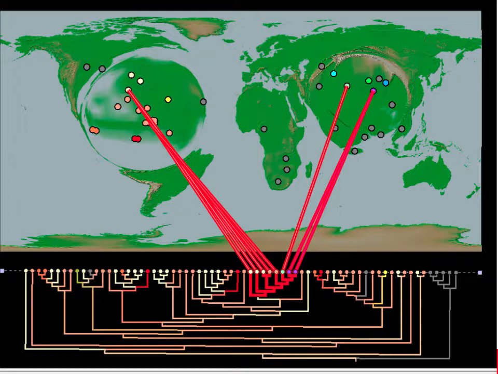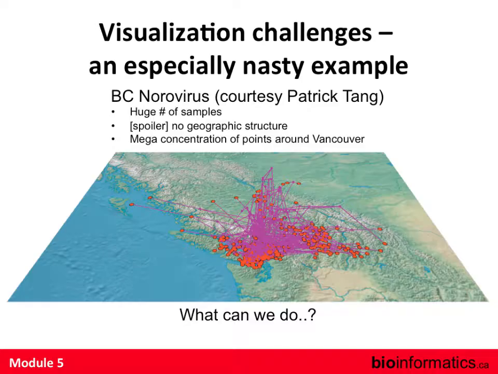Okay, so that one's kind of messy, but it's nothing compared to this. So this is a data set that was kindly provided to me by Patrick Tang, and it is about, if I recall correctly, about 400 norovirus samples from Vancouver and surrounding areas, and I'll tell you right now, I've looked at it a million ways, there's no geographic structure here whatsoever, right? And there's just this huge glom, like a massive glom of points around Vancouver.